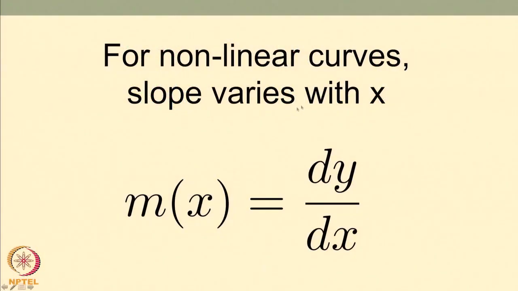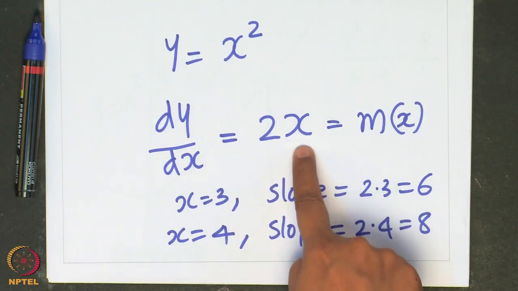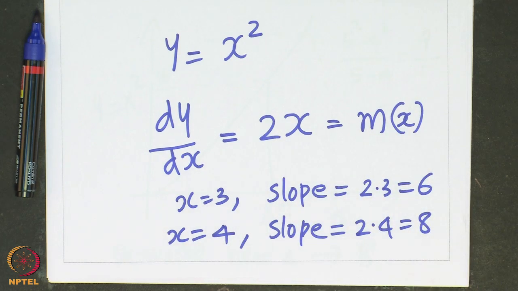Now the bottom line that all of you should remember is two things. One, for nonlinear curves, the slope varies with x. For various values of x, you will have different slopes, and for the particular curve y is equal to x square, the slope is 2x. So y is equal to x square, the slope is 2x. The slope depends on x. The slope varies with x.